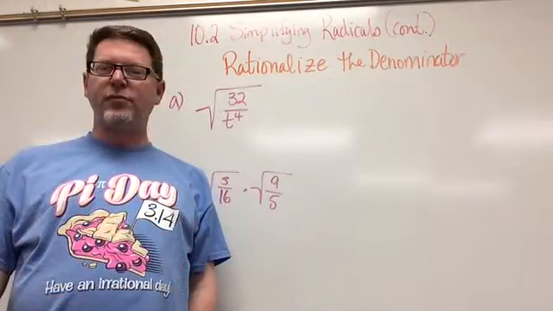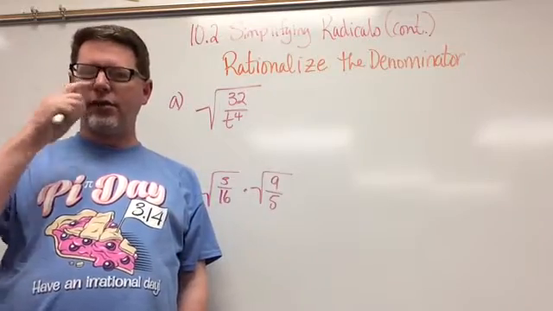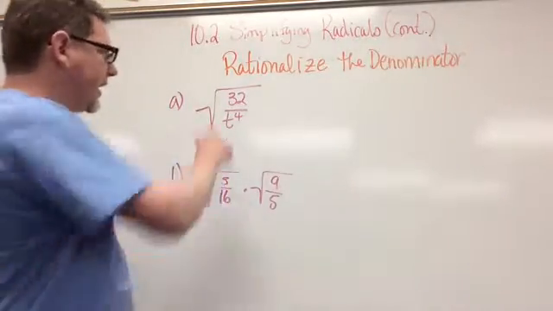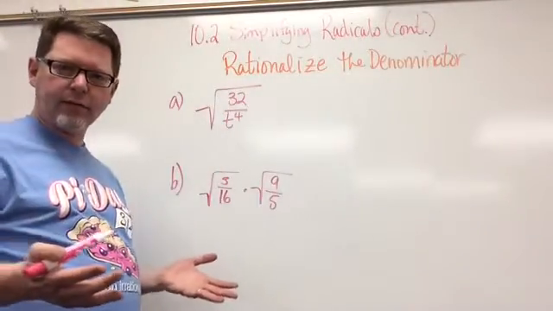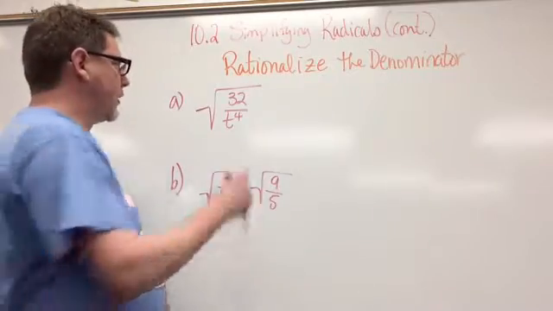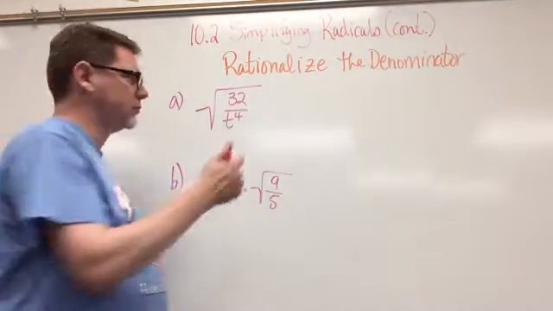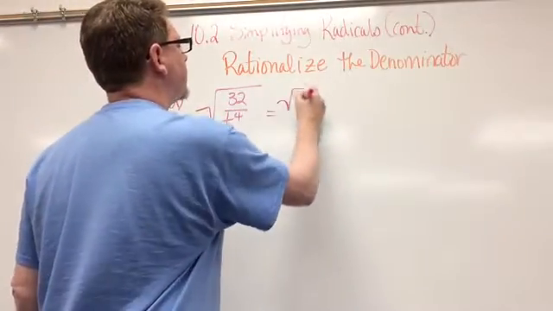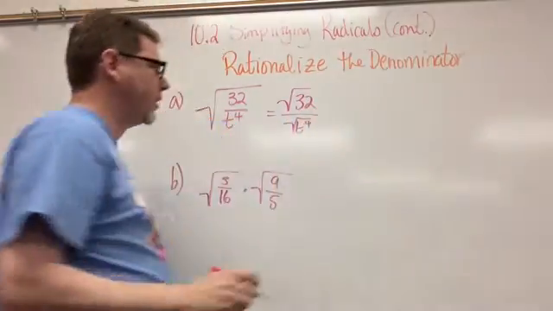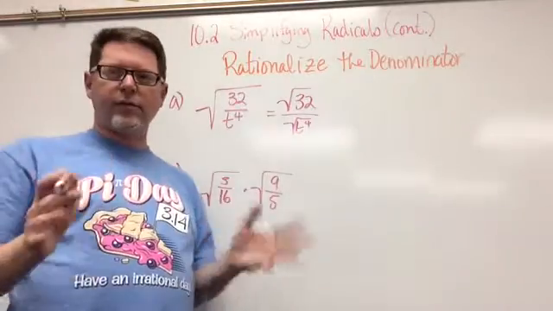So here are 2 more examples we're going to look at. The first one, letter A, is the square root of 32 over t to the 4th. Okay? I can't do anything else to simplify that, so I'm just going to see if I can figure out anything. Do I know what the square root of 32 is? Well, first of all, let's change it to the square root of 32 over the square root of t to the 4th. Do I know what the square root of 32 is? No, it's not a perfect square.